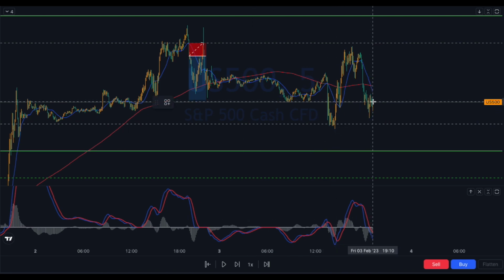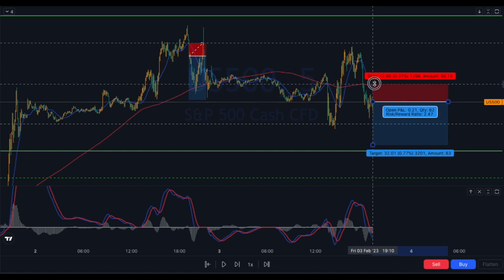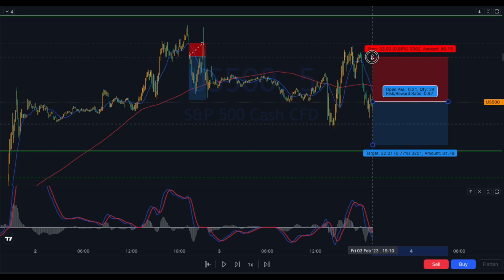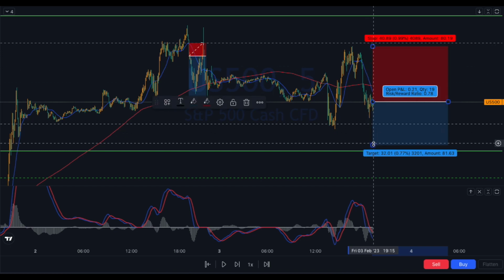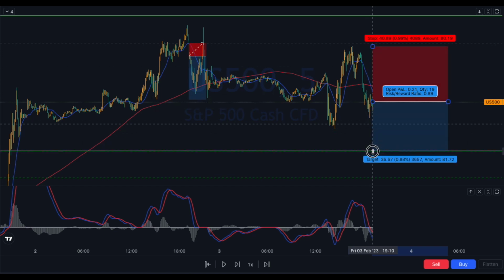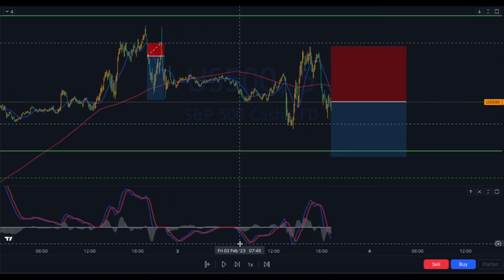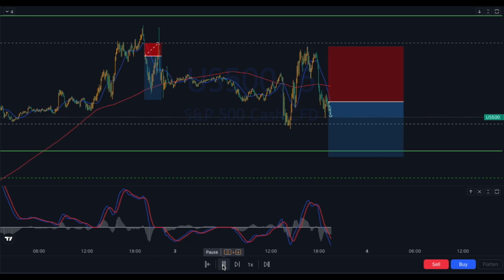I could be right, but I have a feeling I'm going to be wrong. So we're just going to stick to my rules of the game, which is a 40 pip stop. We're going to do a full 40, which is this over here. And we're just going to do 1 for 1. 1 for 1, right? Okay, let's see.